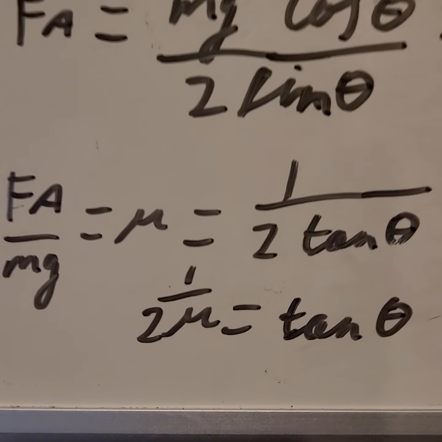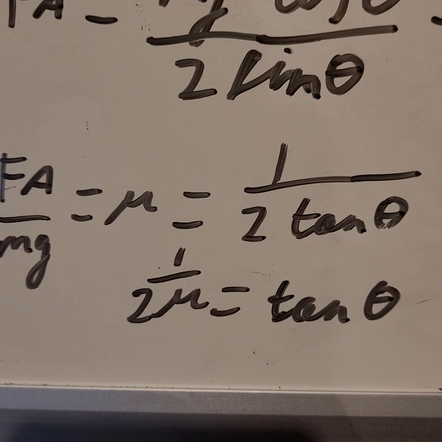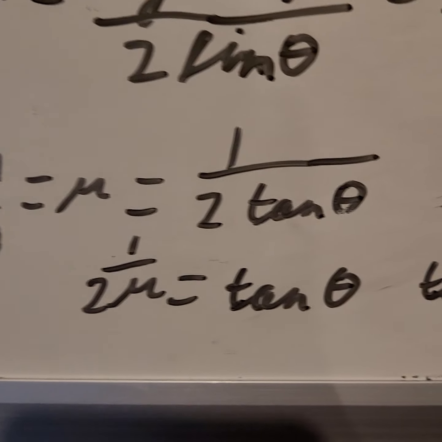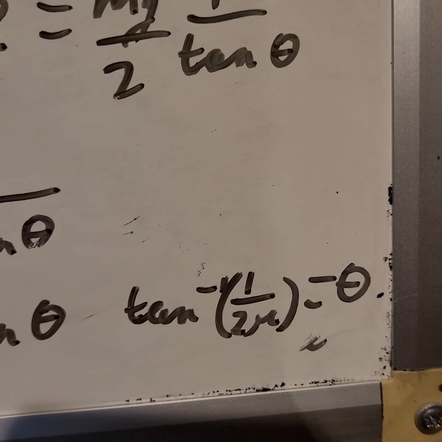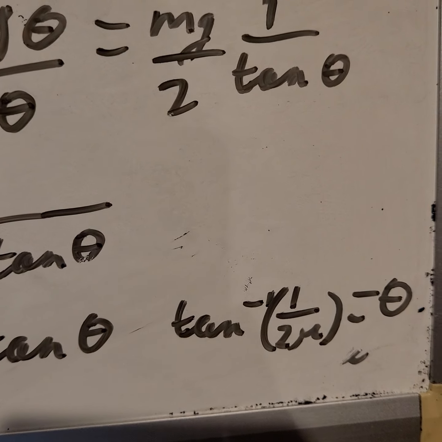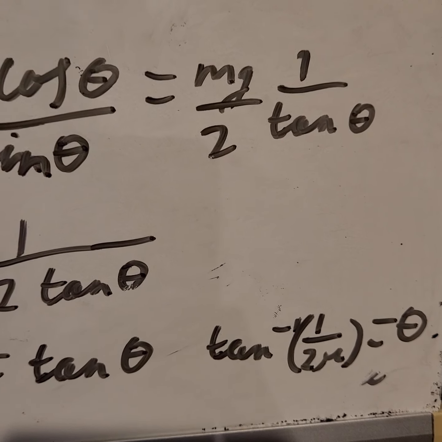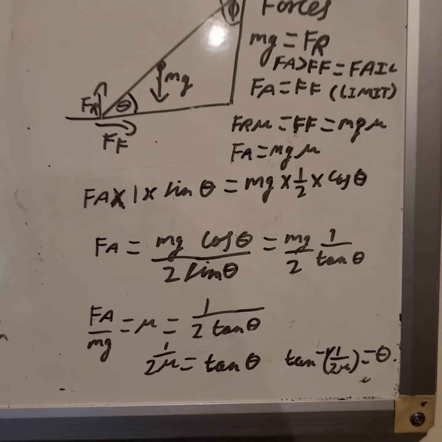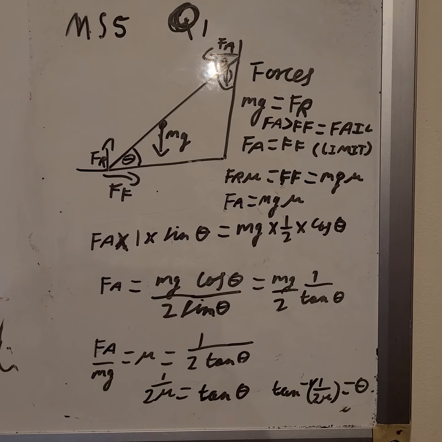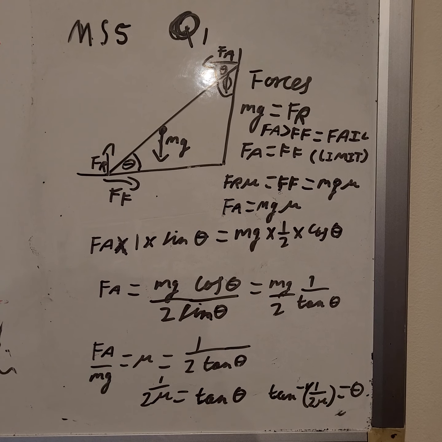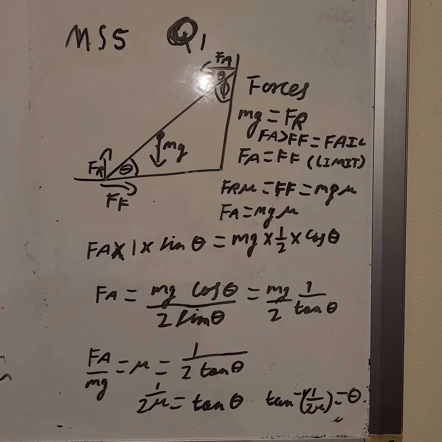And so we can multiply our mu by 2 and then invert it to end up with tan theta, and then do tan to the minus 1 of 1 over 2 mu, and we end up with just theta. And that should pretty much solve the problem. I'm going to zoom out a bit so you can have a full look at it. But yeah, if there are any questions, make sure you send me a message and we can go through it again.